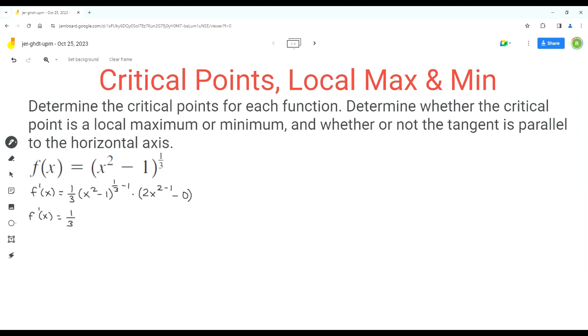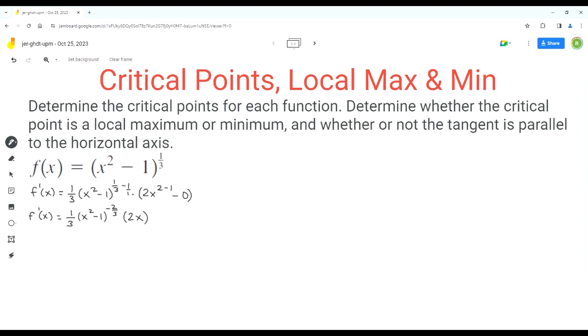Simplify the exponent. So 1 over 3 minus 1 is equal to negative 2 over 3, because the denominator of 1 is 1, and the common denominator will be 3, so we'll get negative 2 over 3. And at the end, the minus 0 will go away, so we'll be left with just 2x. The exponent is 1, but we don't write 1 as an exponent.